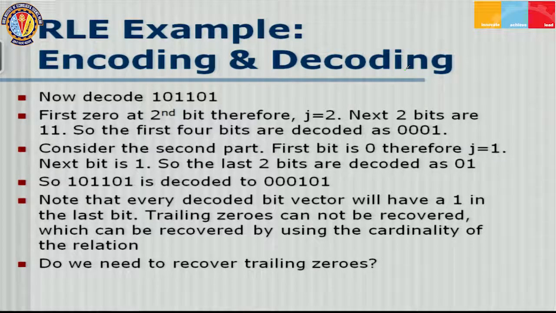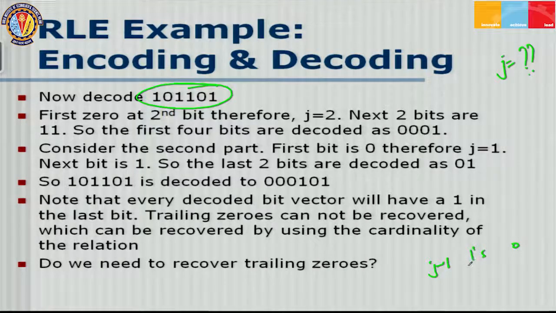What we need to look at here is that we take the encoded sequence, and we look at the occurrence of the first 0. The first 0 occurs at the second position. Therefore this 0 represents what? It gives you the value of j. So what happens is that we had represented j minus 1 ones and followed it with a 0.